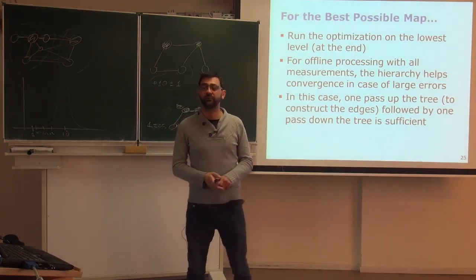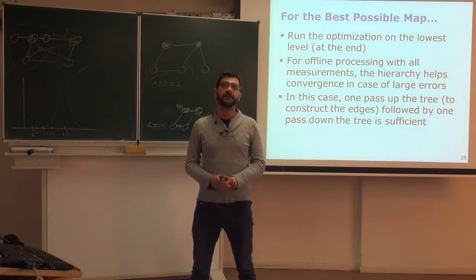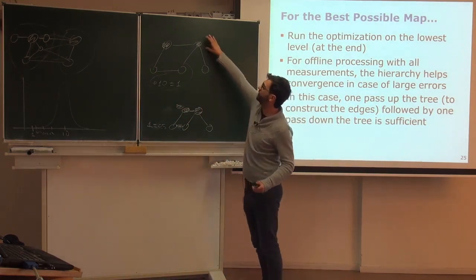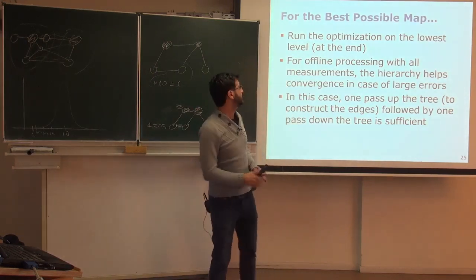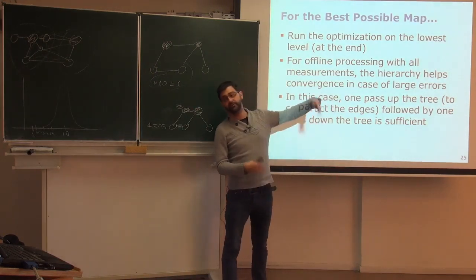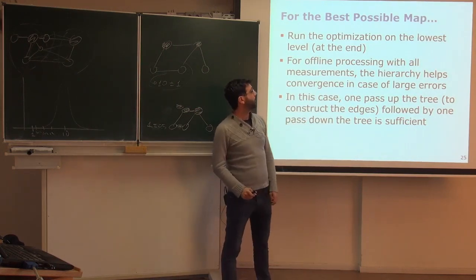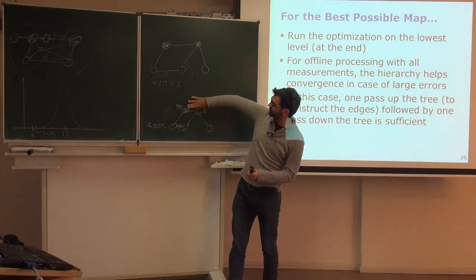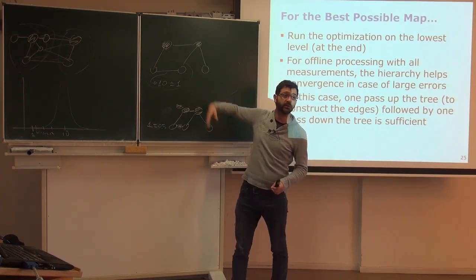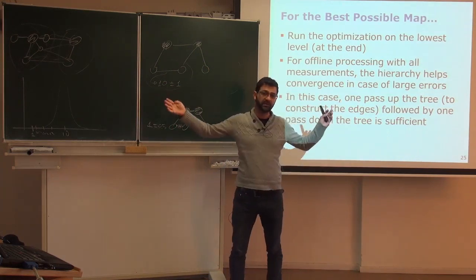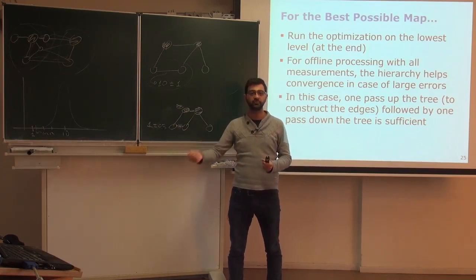Now, if you want to get the best possible map out of it, we will not just optimize this and go down. Once you finish processing your data and you want to get the best thing out of it, we take this solution, we propagate everything down, we put back all the measurements that we eliminated, and we just optimize the full graph from scratch, okay? So with this new initialization.